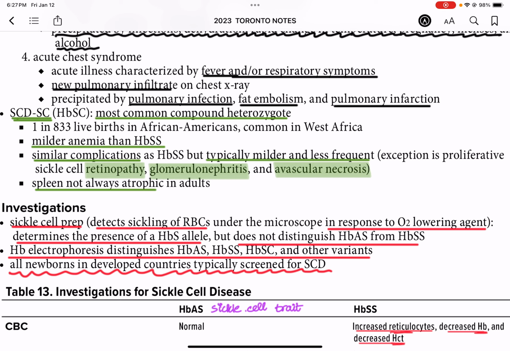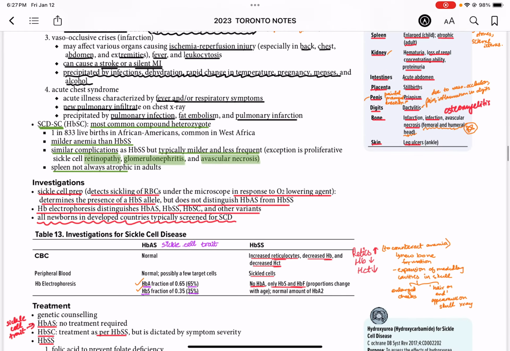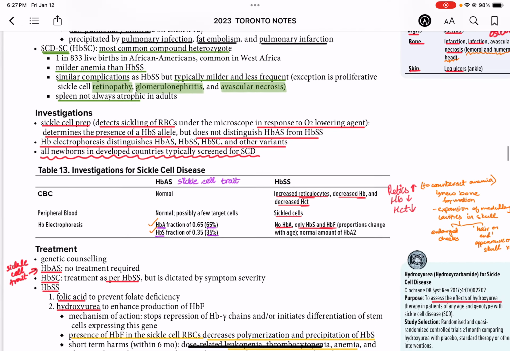So these are the most prominent ones in hemoglobin SC disease, sickle cell disease, which is SC. So some problems with the eye, retinopathy, glomerulonephritis, and avascular necrosis. But spleen is not always atrophic in adults with SC disease. Okay. Now, how are we going to investigate for the sickle cell disease?